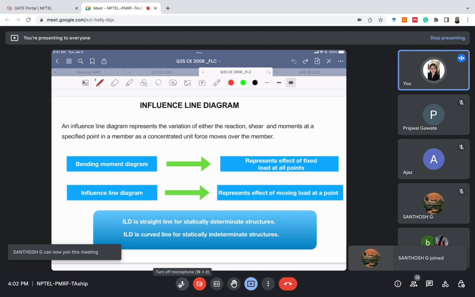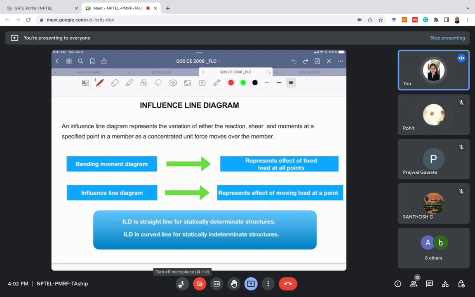So what is an influence line diagram basically? Can somebody confirm whether I'm audible or not? One of you can confirm. Yes, ma'am. Okay, thank you so much.